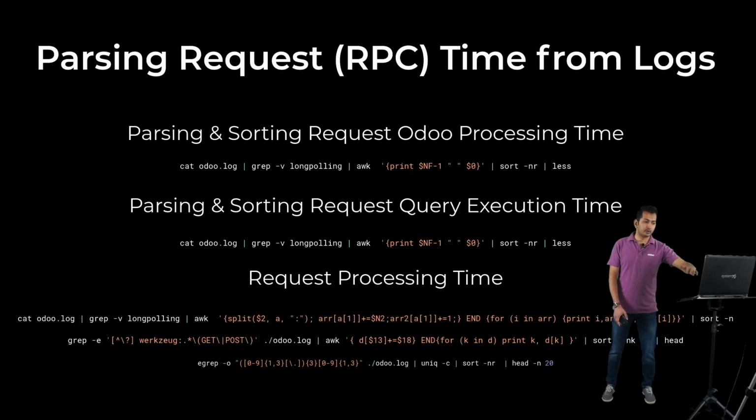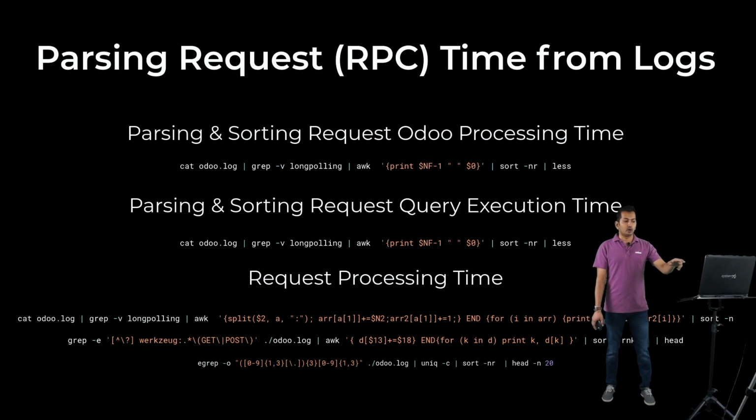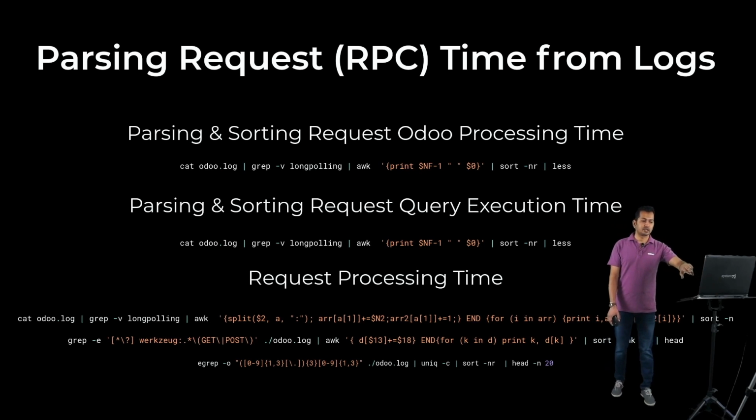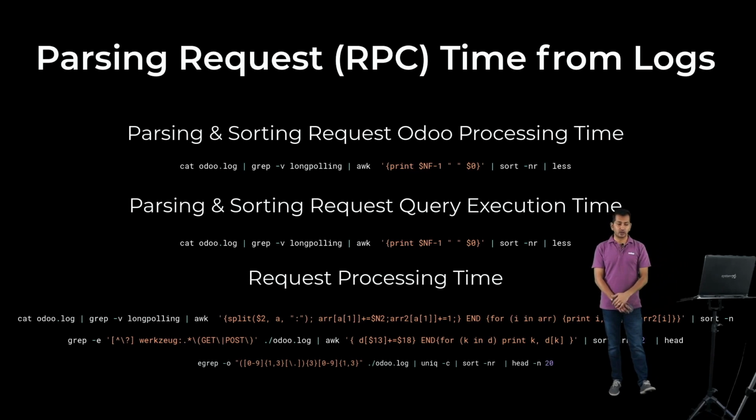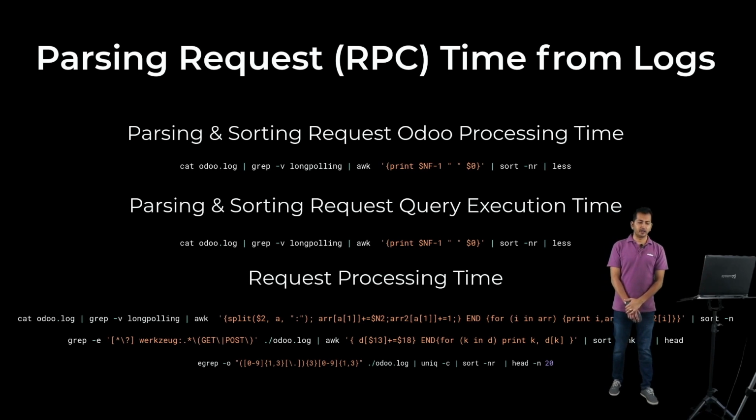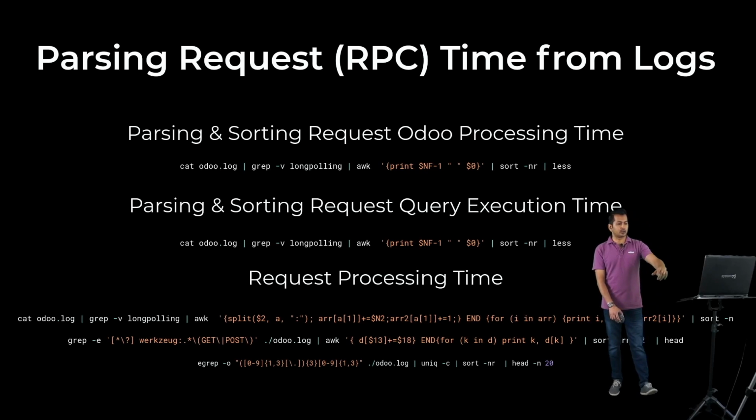Now of course, you need to translate this easily. So here are some commands that give you that. For example, if you want to sort on all the processing time of requests, then this query will tell you the request processing time. Similar to parsing and sorting a query execution time, in that there should not be -1, it should be just $NF. It's a typo, but it's similar to that.